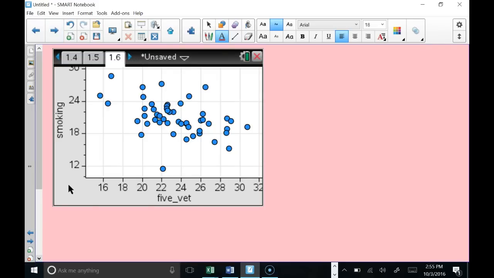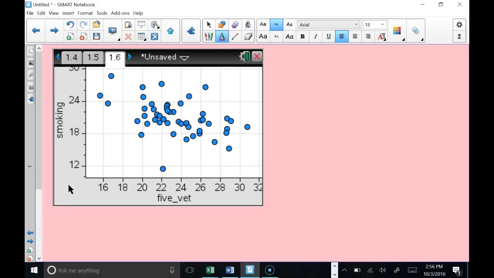This should say 5 vegetables. I love it. Okay, it's 5 vegetables a day and smoking. Now, this is the percent of states where people eat 5 vegetables a day versus the percent who smoke. Right away, you should notice that I could probably still call this linear.